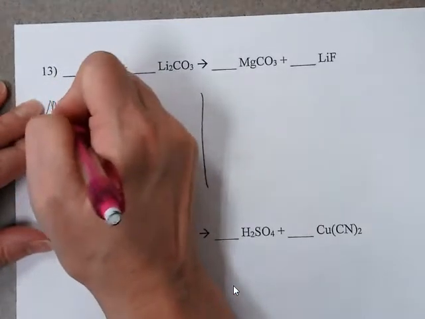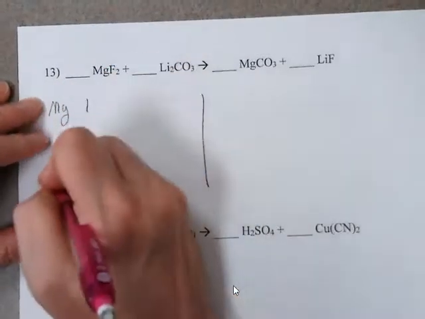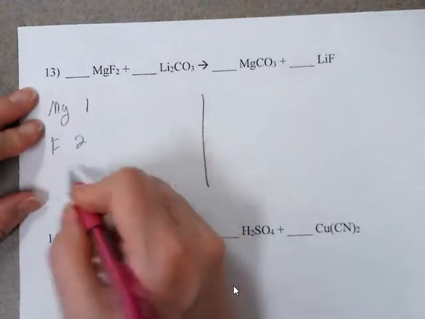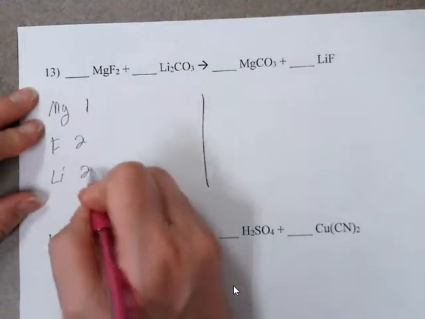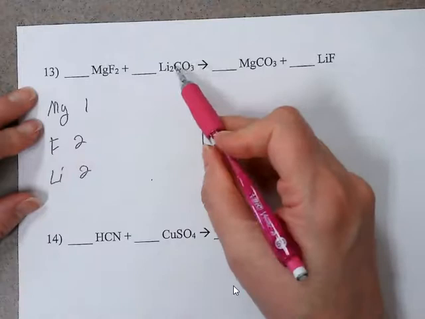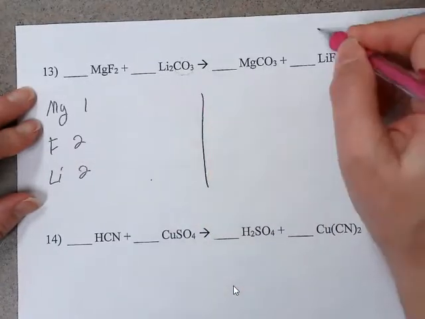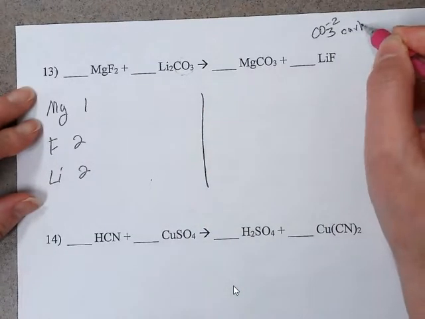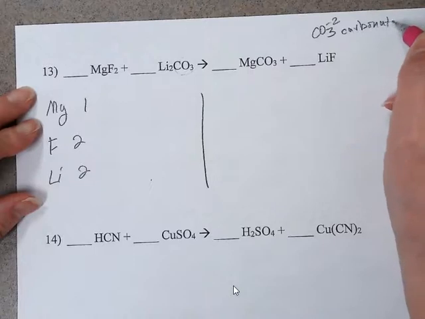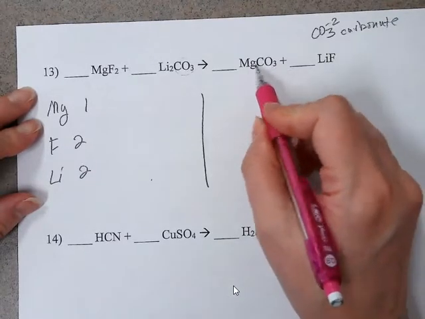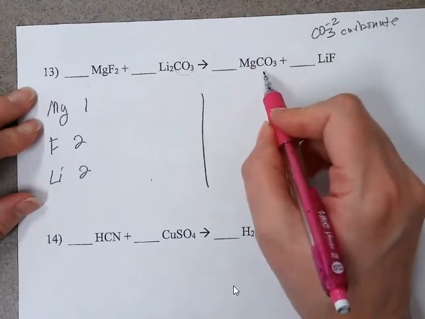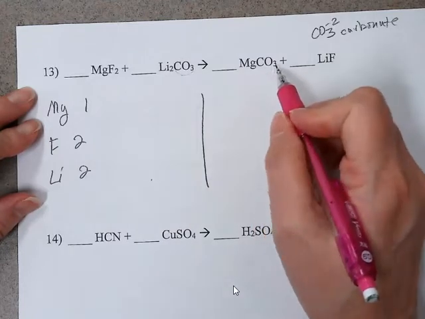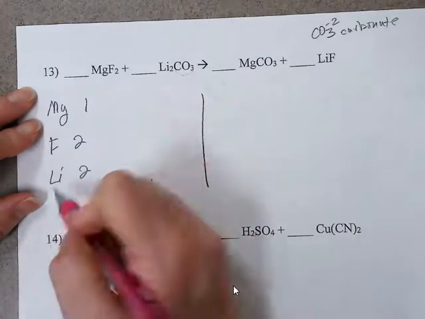All right, we have 1 magnesium, 2 fluorines, 2 lithiums, and then again, if you see this polyatomic ion carbonate, if you recognize that it didn't break up to make carbon monoxide and some other compound, we can just treat it as one thing.